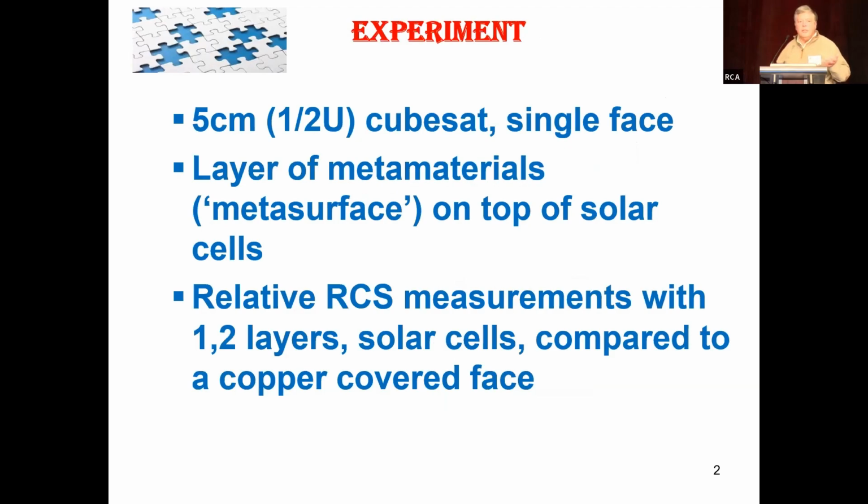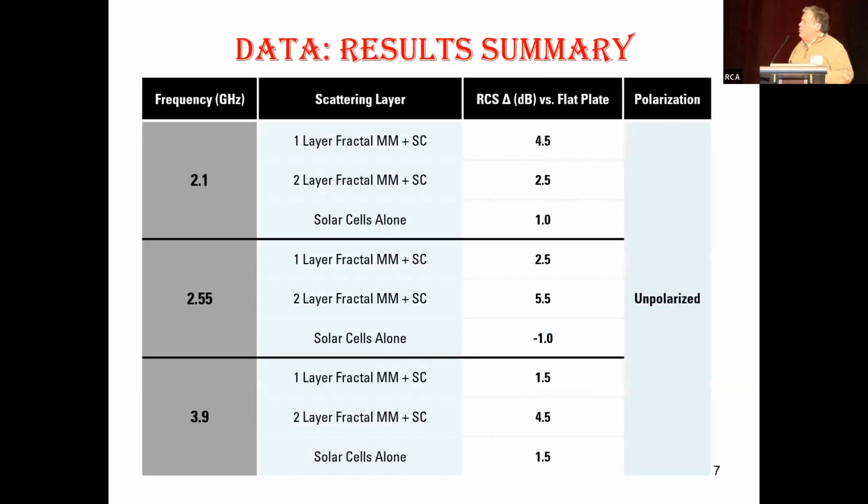So again, some of these are often called metasurfaces because they're obviously surfaces. Here are the results. So I took it at 3 frequencies all around S-band and with 1 or 2 layers and with the solar cells alone. So if you measure the reflectivity relative to just say a piece of copper, you end up with the solar cells actually being about 0, maybe a little bit more enhanced than just the copper back there at 5 centimeters by 5 centimeters.